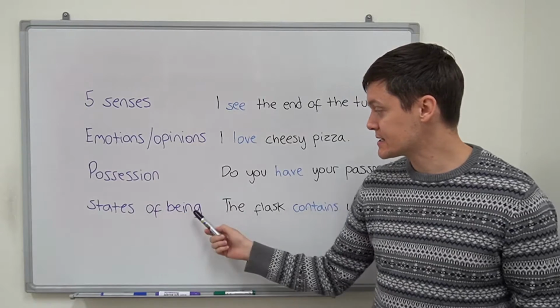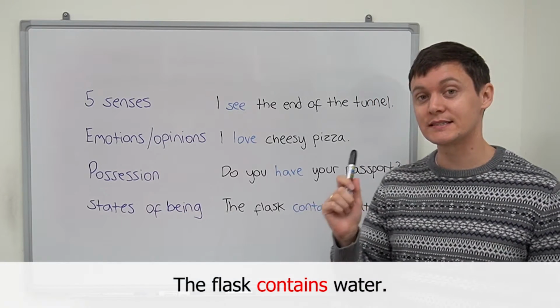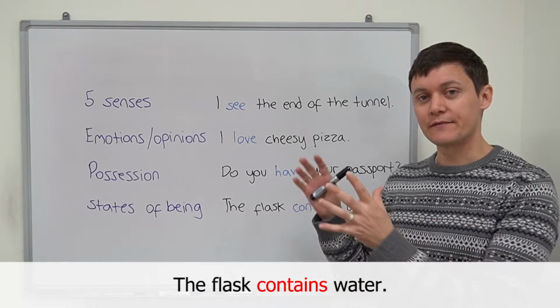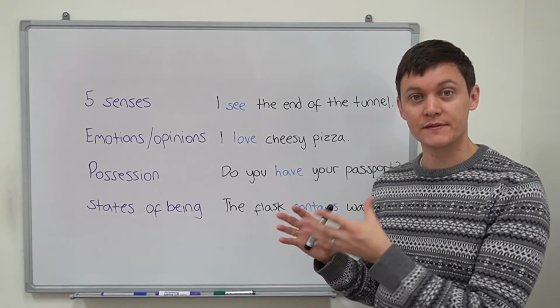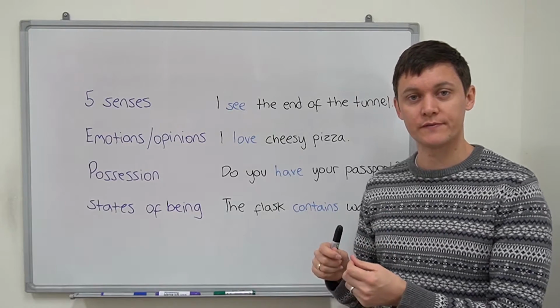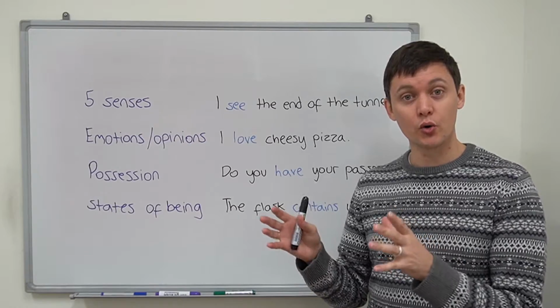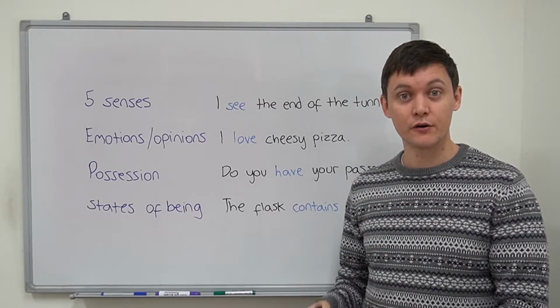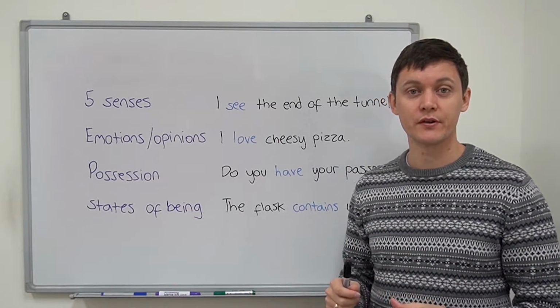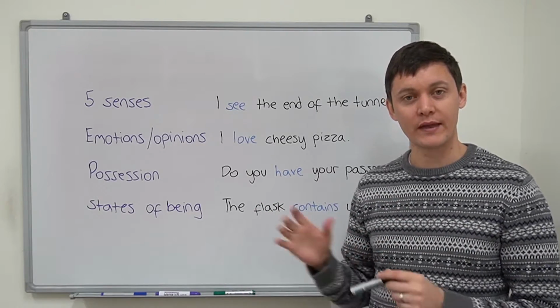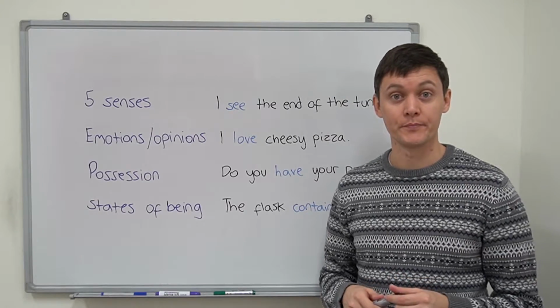And finally, states of being. The flask contains water. So as I said, this is a very simple explanation of stative or non-continuous verbs. We'll look deeper at that in the future, but for now, go on Google and find a list of non-continuous or stative verbs so that you know what to use without the ing form.